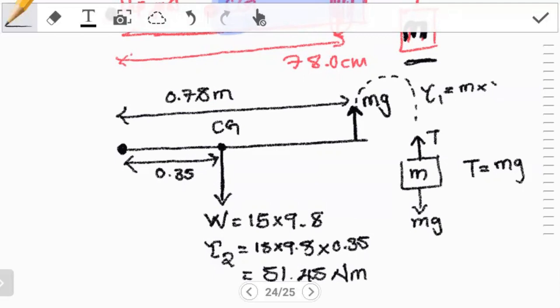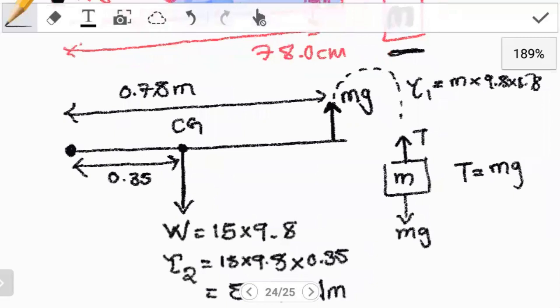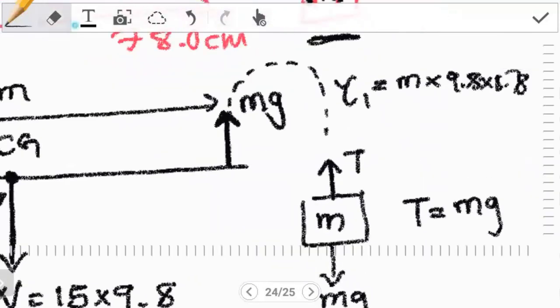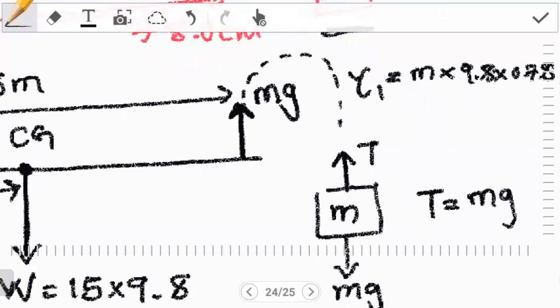gravity, which is 9.8, times the distance. Since here we're getting torque, the perpendicular distance is 0.78. Okay, so that is, let me just write that properly. So that is going to be times 0.78. Okay.